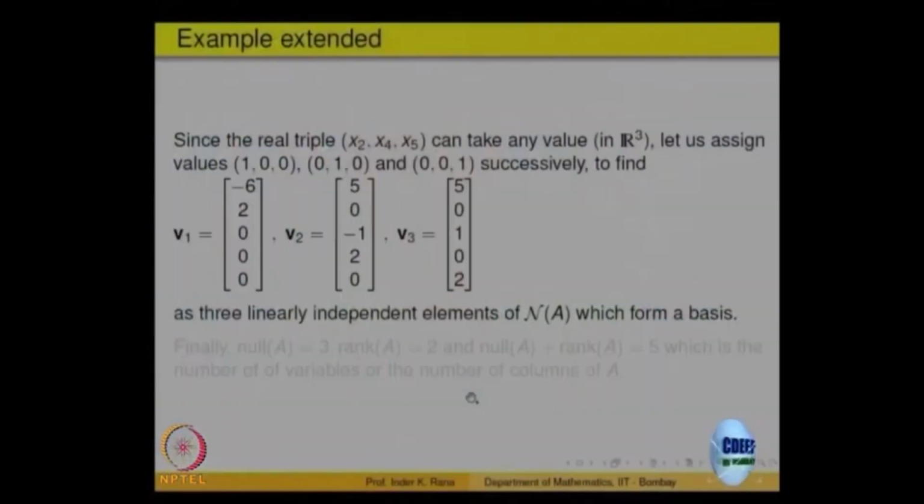So, let us do it. x2, x4 and x5, the triplet, are arbitrary, the free variables. So, what I do: the first choice is 1 0 0, the next choice is 0 1 0, and the third choice is 0 0 1, right. I do that and I compute v1, v2, v3, those particular solutions with these choices.